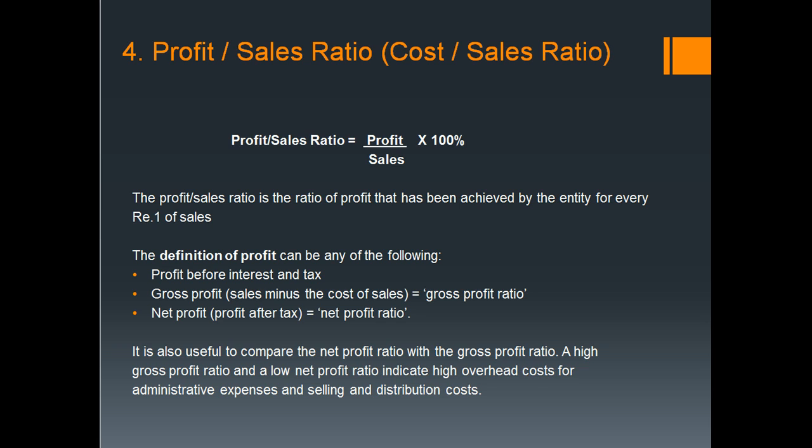The definition of profit can be any of the following: profit before interest and tax, gross profit, that is sales minus cost of sales, net profit, or profit after tax. It is also useful to compare the net profit ratio with the gross profit ratio. A high gross profit ratio and a low net profit ratio indicate high overhead costs for administrative expenses and selling and distribution expenses.